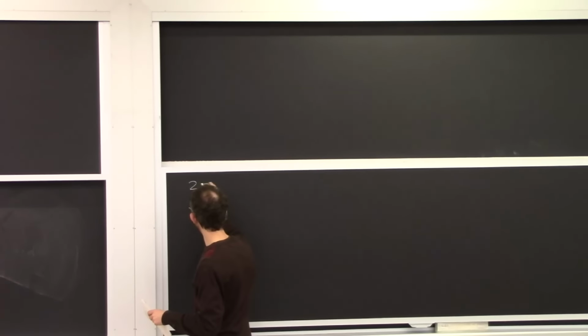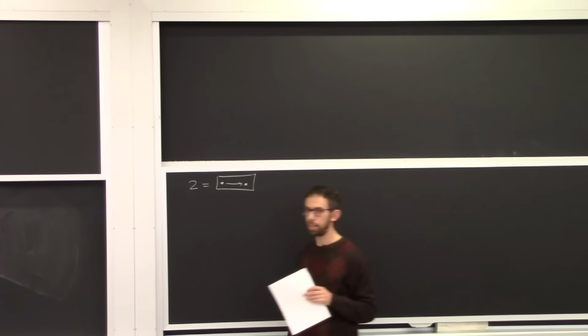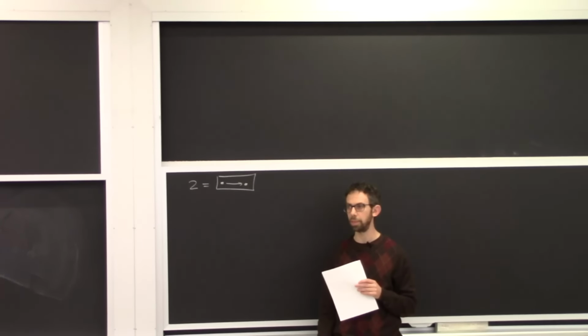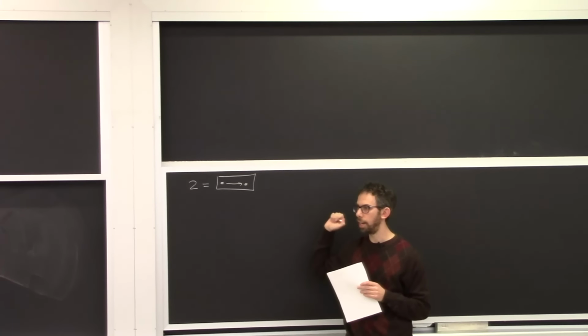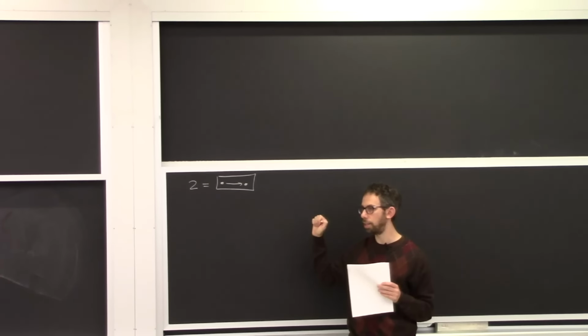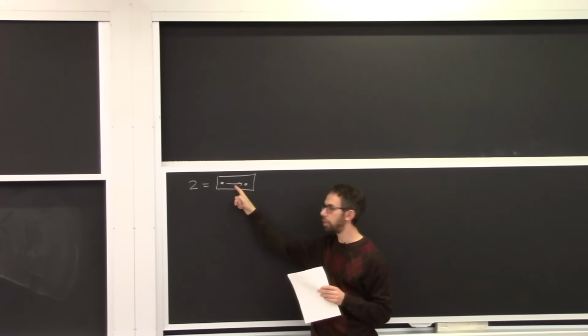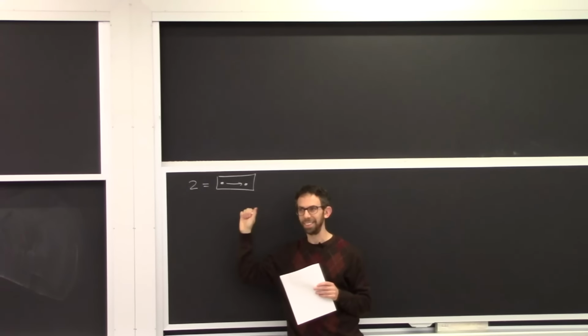So 2, if you remember, was the category sometimes called the walking arrow. It looks like that. It's got 2 objects and 3 morphisms. I never draw identity morphisms. They're always secretly there. And I never draw composites if I don't need to. So this thing has 3 morphisms, 1, 2, 3. Everyone see it? OK, good.